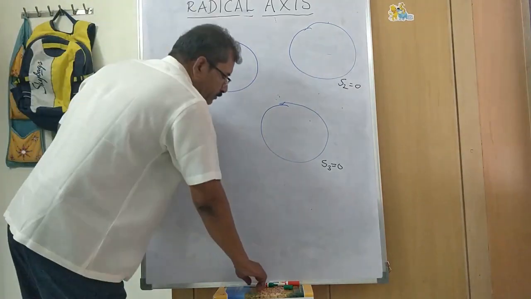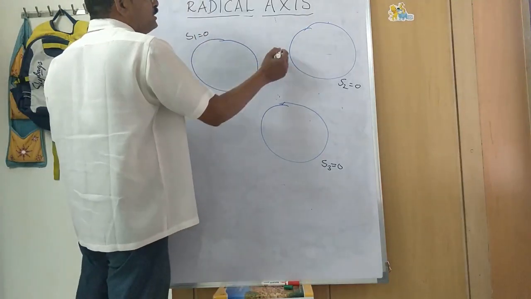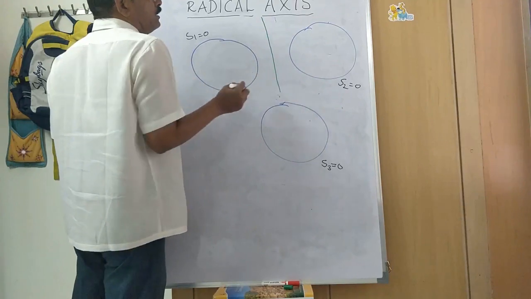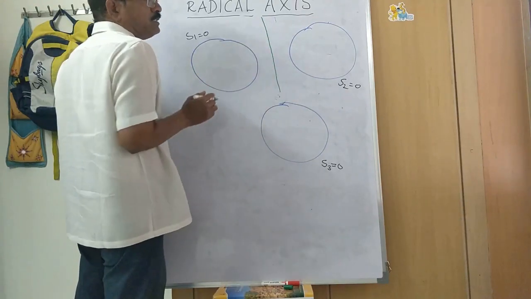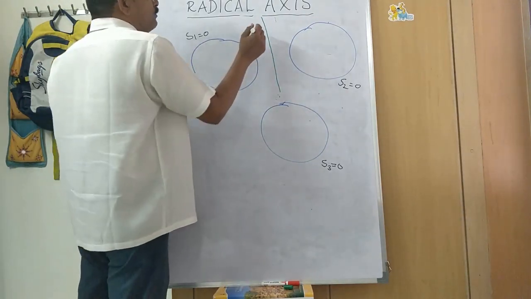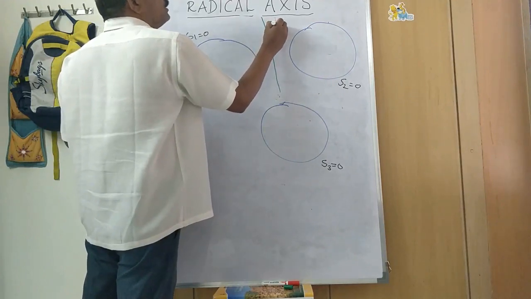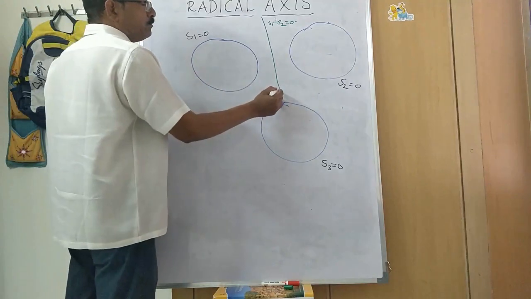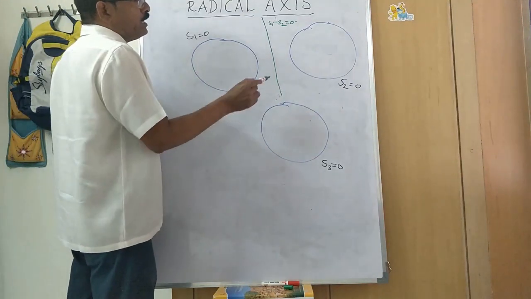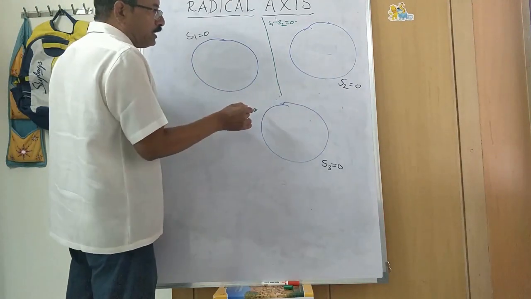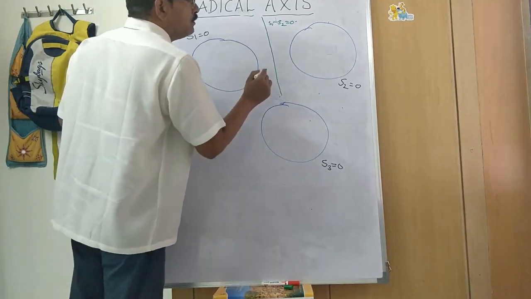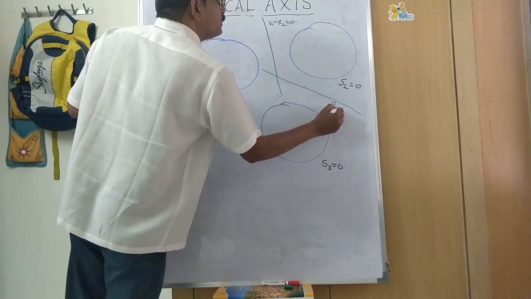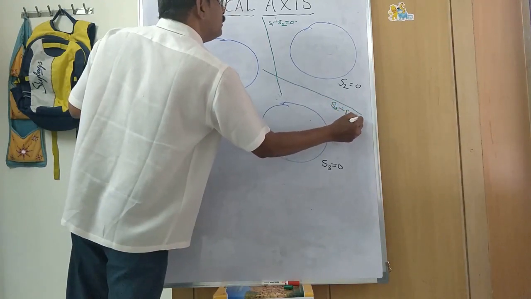You know that for these two circles, I can draw like this. This is my radical axis. This equation is S1 minus S2 is equal to 0. Right? And then suppose I take S2 and S3 circles. This one is S2 minus S3 is equal to 0.